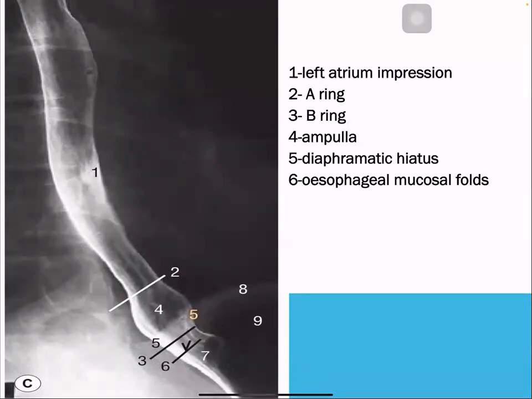Number 7, esophagogastric junction or the Z line. Is there a difference in the lining mucosa of the esophagus, or is it the same epithelial mucosa lining? The same.